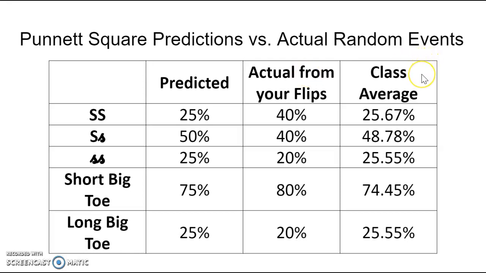So here's the class average data from about 150 student groups, so about 15,000 flips of the coin. And you can see that when you do that many coin flips instead of just 10, you get much closer to the predicted outcome. And if you flipped the coins a million times, this should be right at 25%, right at 50%, right at 25%, 75%, and 25%. It would be exactly what you predict with a Punnett square.